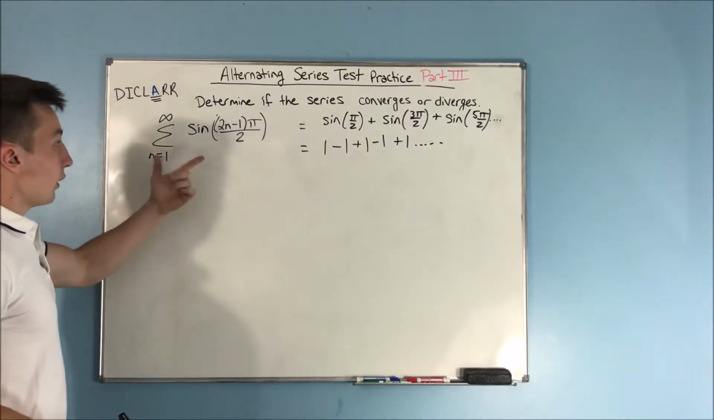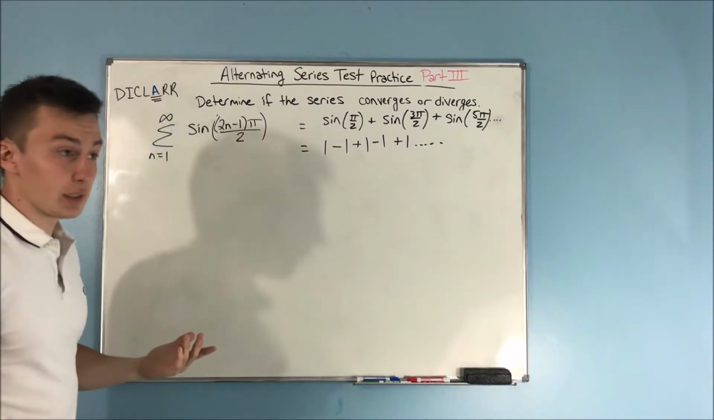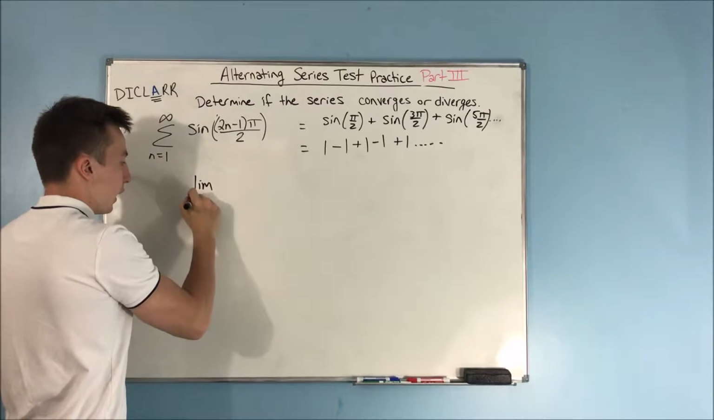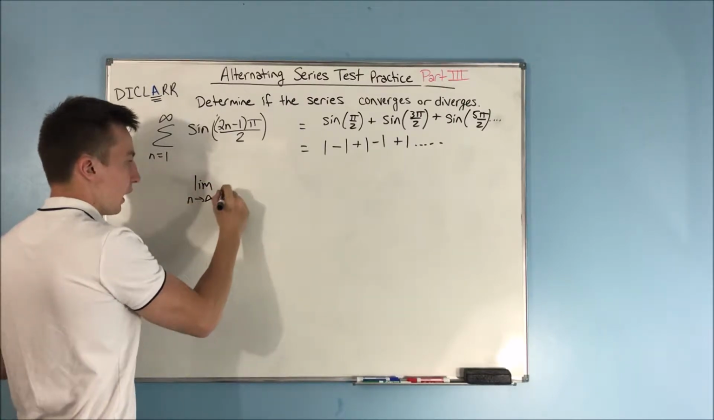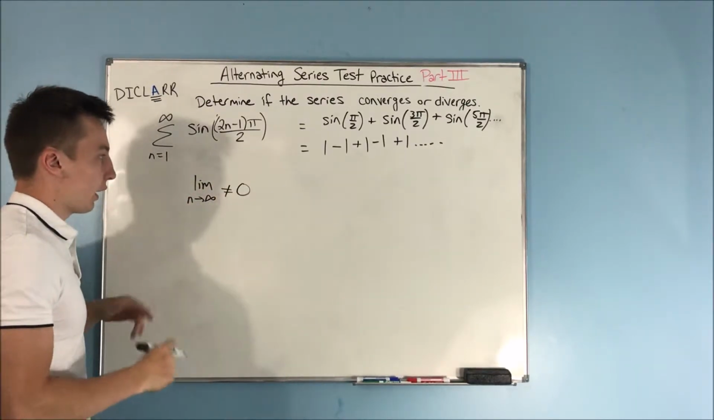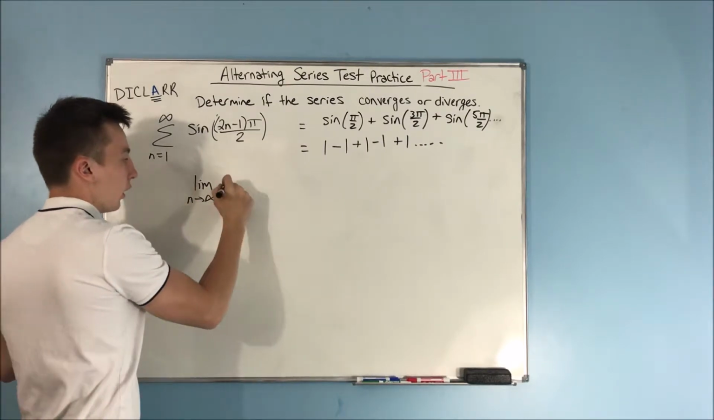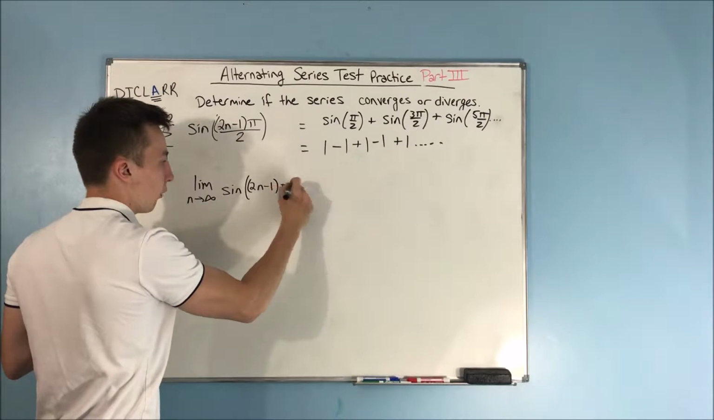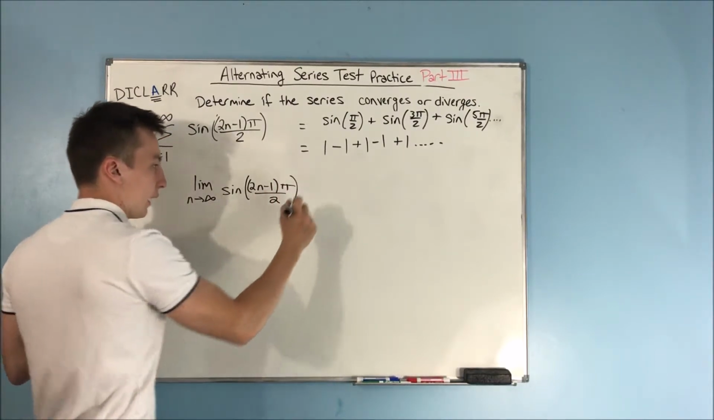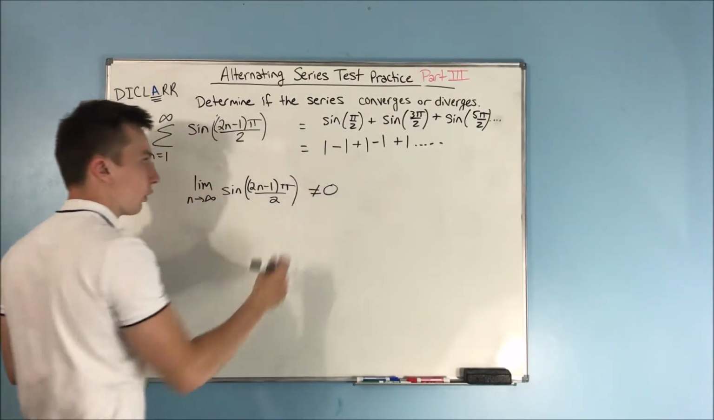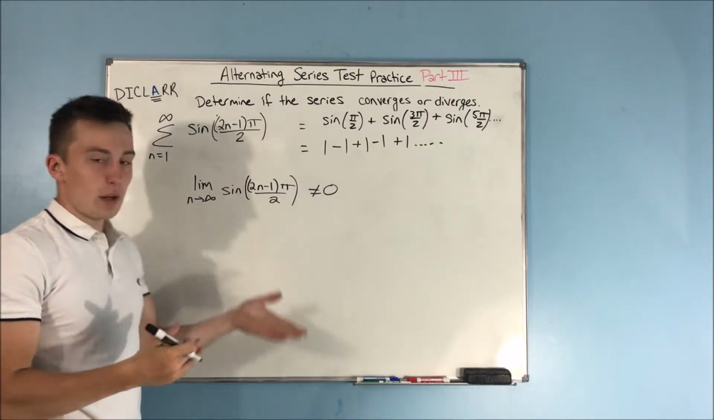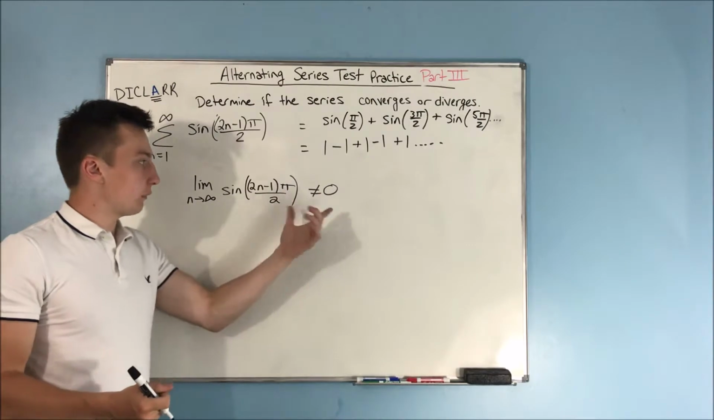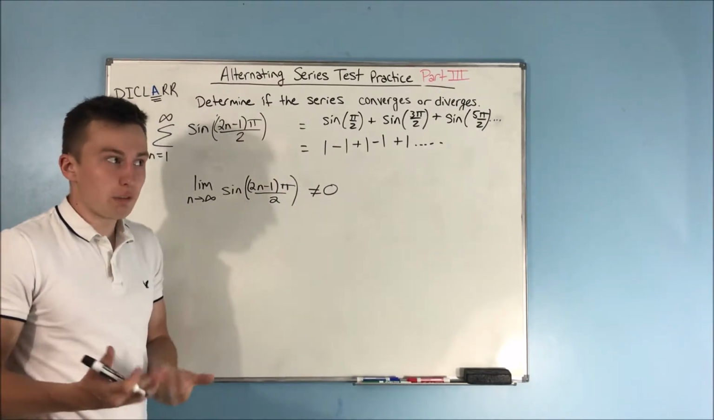You can simply solve this with the test for divergence. You see that the limit as n approaches infinity of sine of (2n minus 1) times pi over 2 does not equal 0, because this is just alternating between 1 and negative 1. It's not going to converge to anything, therefore it diverges.